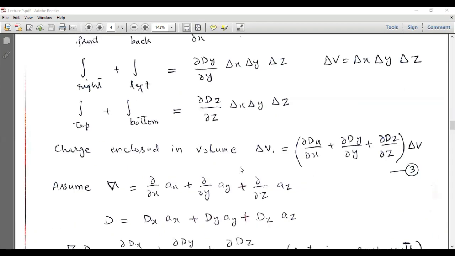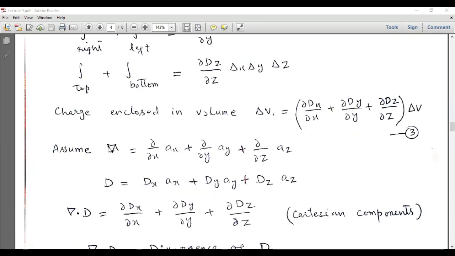So now I am going to introduce a vector operator which is called del. This del is called a vector operator, and it can be defined as partial over partial x ax plus partial over partial y ay plus partial over partial z az. So this is a vector quantity, and it actually gives us the partial derivatives of any vector field with respect to all the x's, right? So similarly, D can be written as Dx ax plus Dy ay plus Dz az.